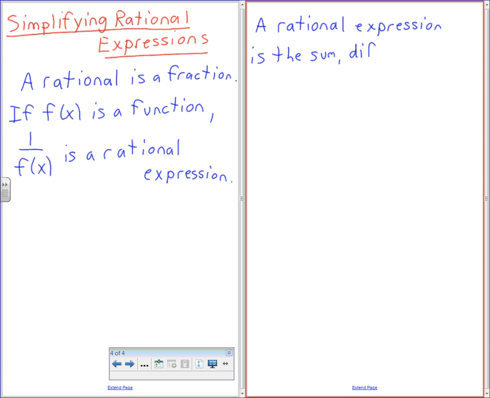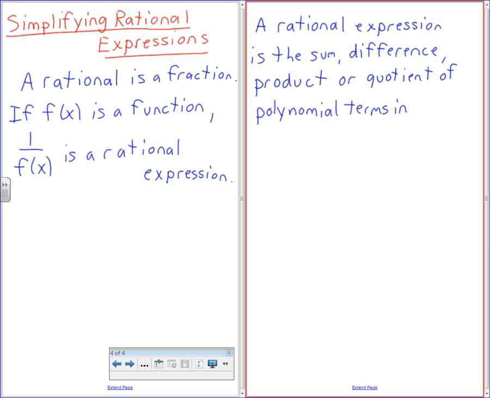difference, product or quotient of polynomial terms in the denominator.